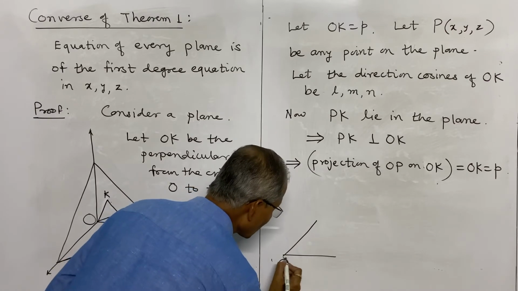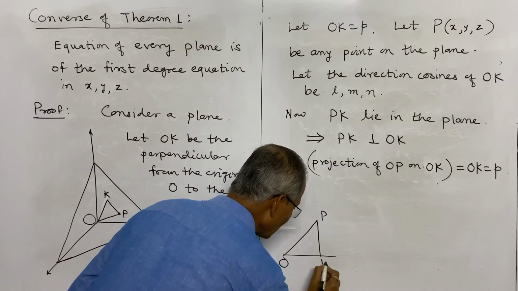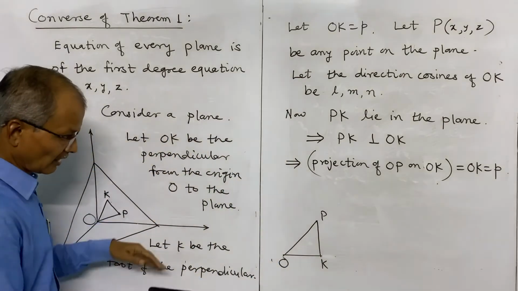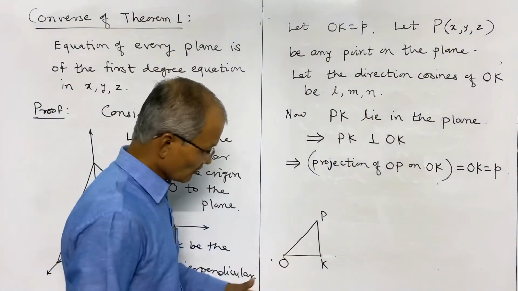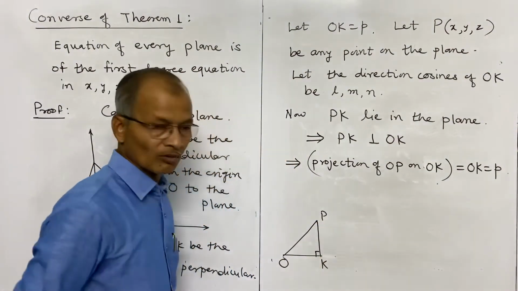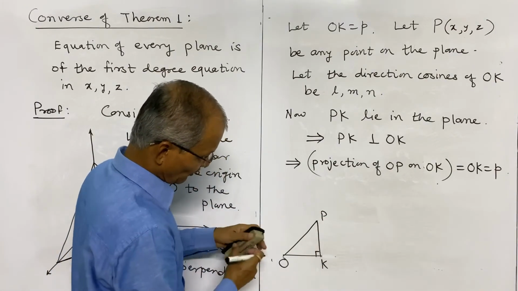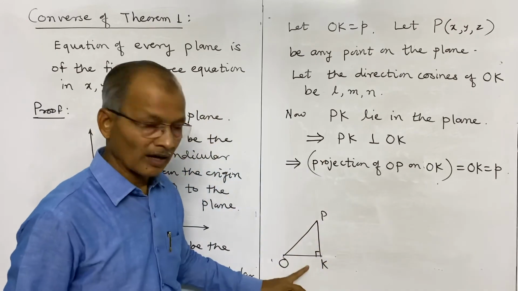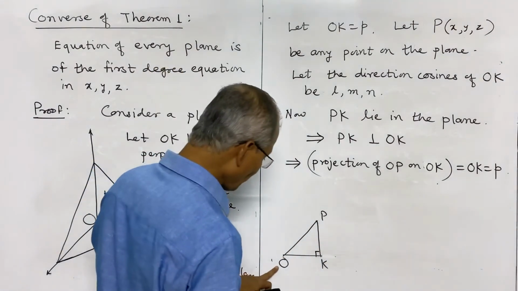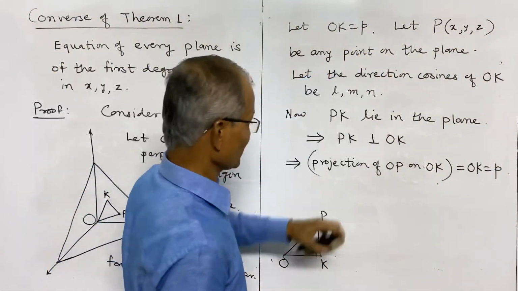This is O and this is P, and OP is perpendicular to OK. PK is perpendicular to OK. The projection of OP is the same as OK. So it is a projected segment like this, and therefore it is OK. But the coordinates of O are 0, 0, 0, the origin, and P is x, y, z.